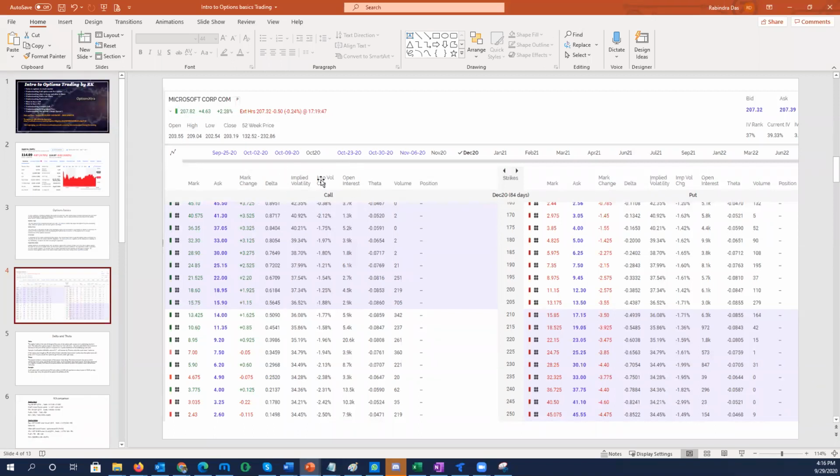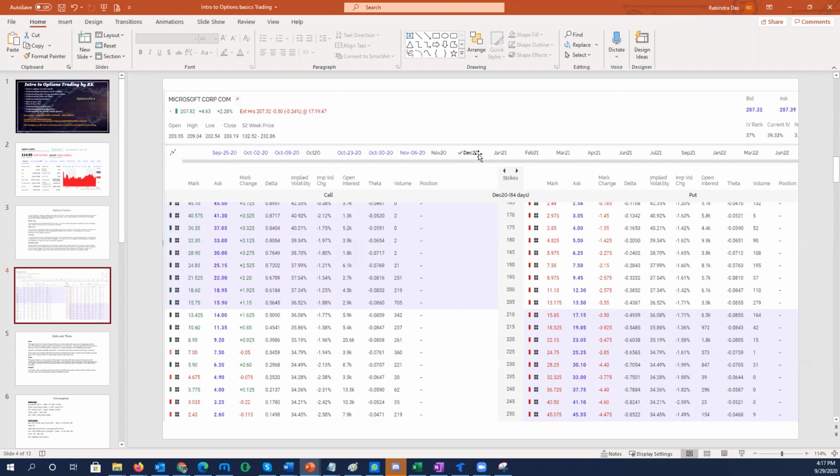In the Microsoft options chain, you see the options like call and put. This side is call, this side is put, and the middle one is known as strikes. Microsoft is trading at 207.82, and the strike prices you can see here are 205, 210, every $5: 210, 215, 220, 225, 230, 235, something like that. So these are the strike prices we are talking about.